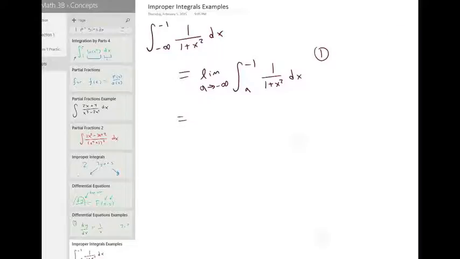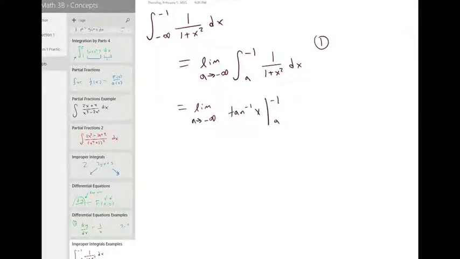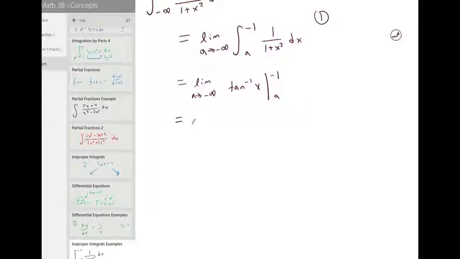Next step is to evaluate the integral. The integral of 1 over 1 plus x squared is inverse tangent of x, and this is evaluated from -1 to a. If we evaluate this integral, it's inverse tangent of -1 minus the inverse tangent of a.